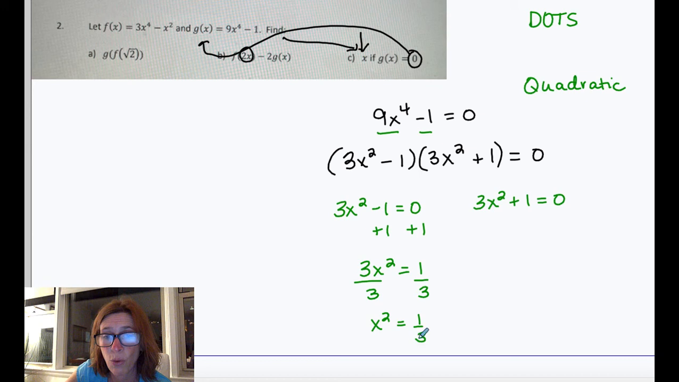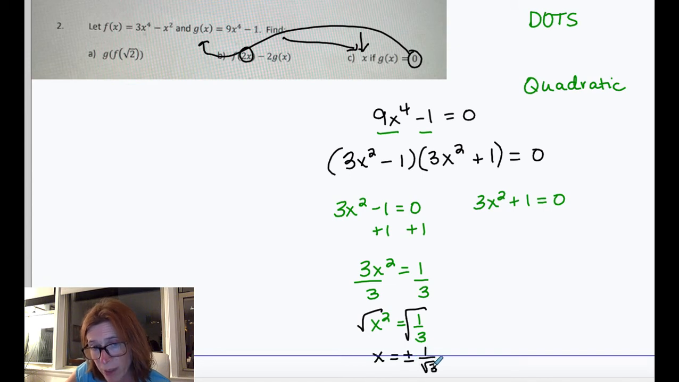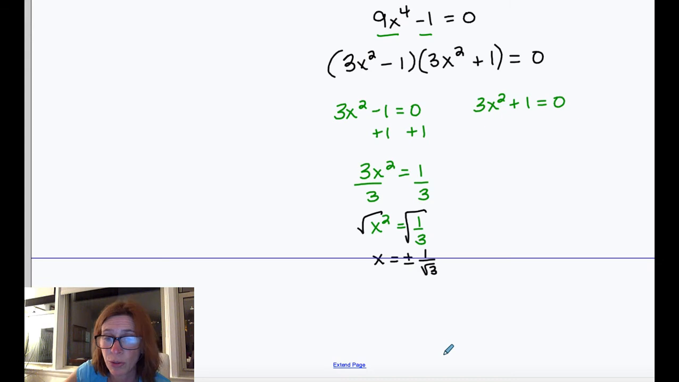I'm going to take the square root of both sides. And so x equals plus or minus 1 over root 3 because the square root of 1 is 1. And then I'm going to guess your teacher wants you to rationalize the denominator by multiplying by root 3 over root 3. So x equals plus or minus root 3 over 3.